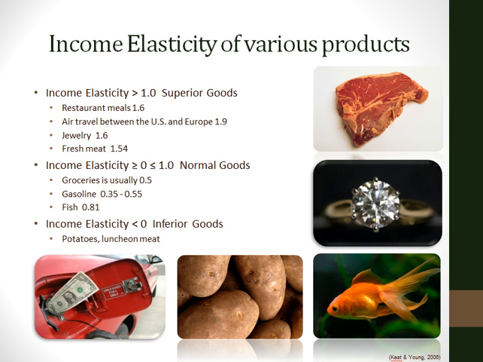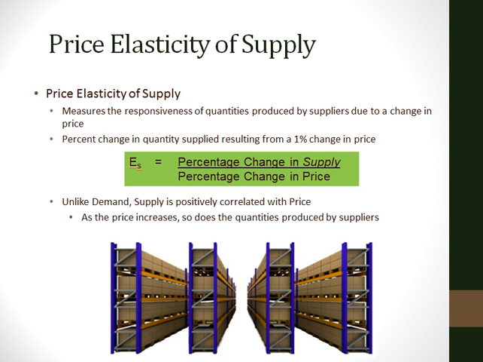Inferior goods include luncheon meat and potatoes, commodities that are easily substituted with normal or superior goods as our incomes go up. Can you think of some other items that we might see a decrease in demand for as our incomes increase?